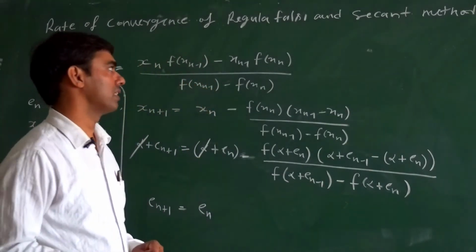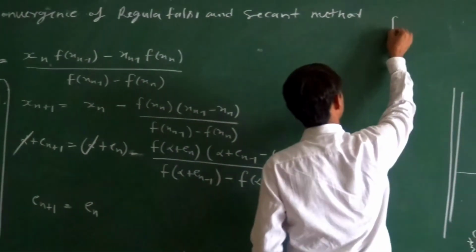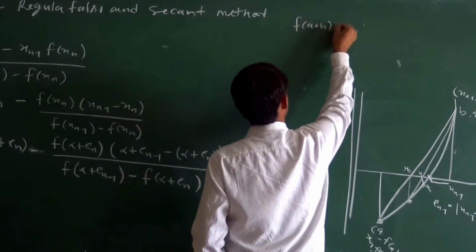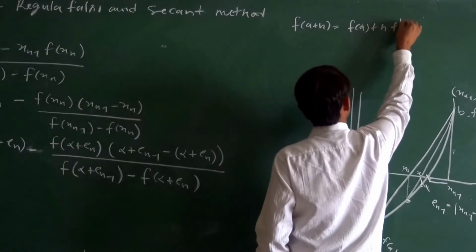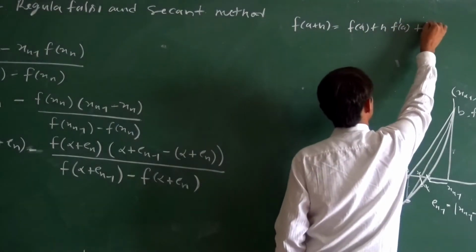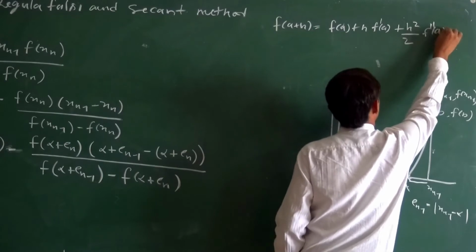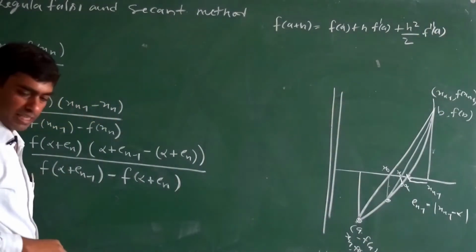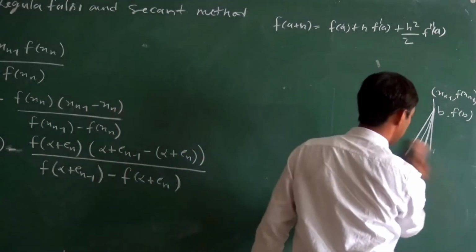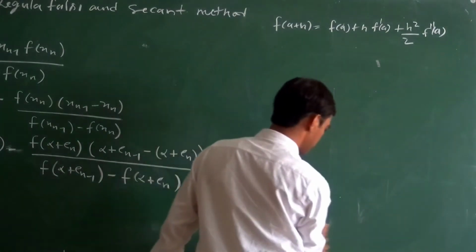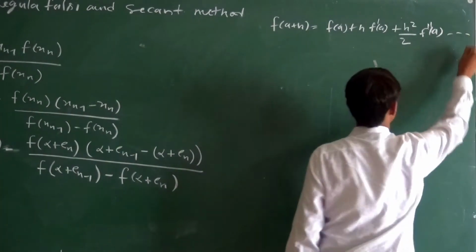according to the Taylor series expansion. What is the Taylor series expansion? We know that f(a plus h) equals f(a) plus h f'(a) plus h squared over factorial 2 times f''(a), and so on. This is the Taylor series expansion up to an infinite number of terms. Here we only write two terms and ignore all other terms, since there are an infinite number of terms in a Taylor series expansion.